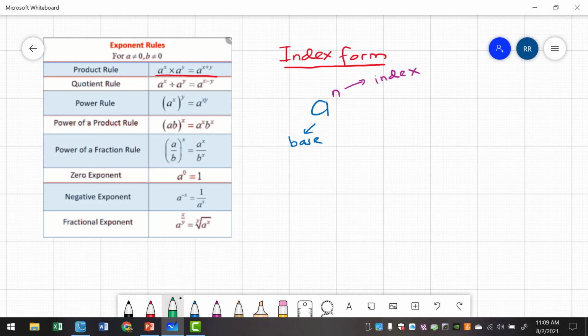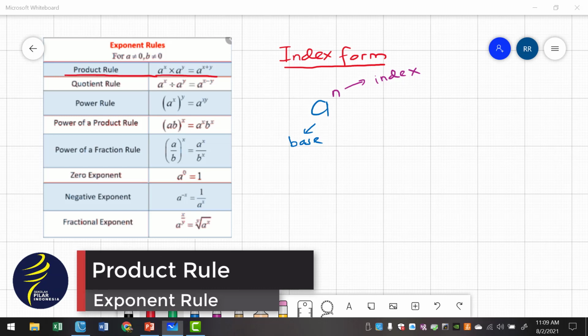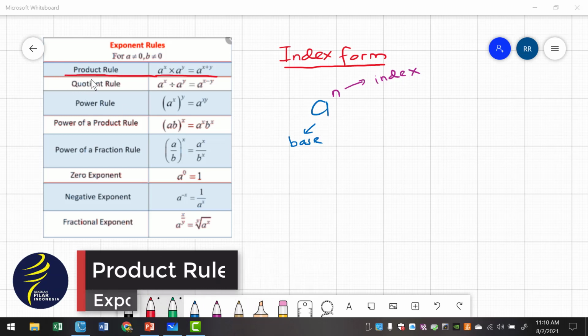Okay, so the next thing that I would like you to understand is that we have all of these. Actually, we can apply that to numbers, but because we're talking about algebra, we're going to use variables. The first one is the product rule. Again, the first thing is understanding what the product rule is.